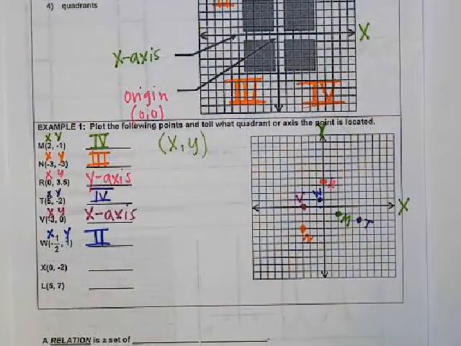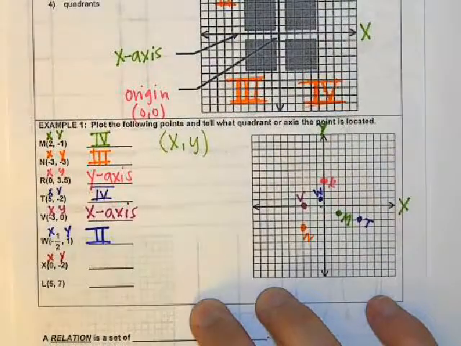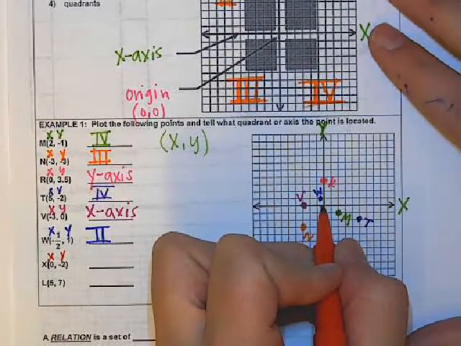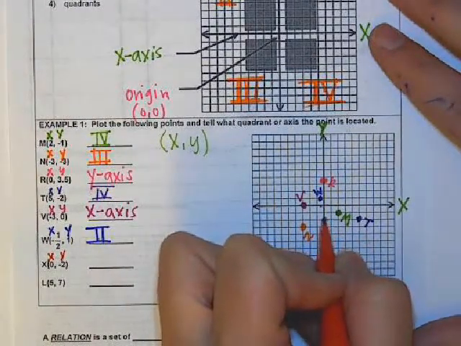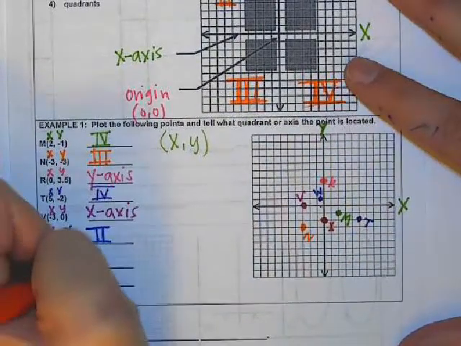Okay, X, XY. My X is 0, so it's going to stay in the middle. Then my Y is negative 2, so I'm going to go down 2. It's on the y-axis. That's X, and you're right, it's on the y-axis. Good.